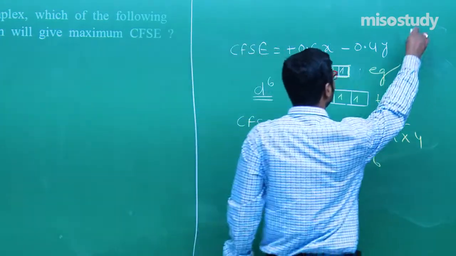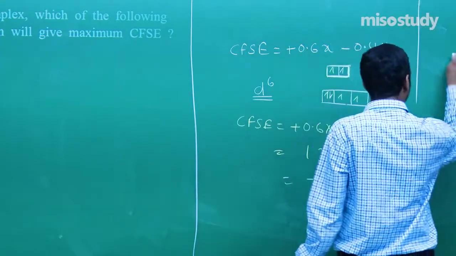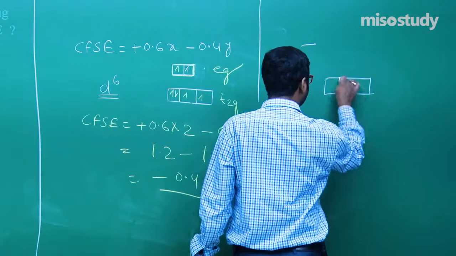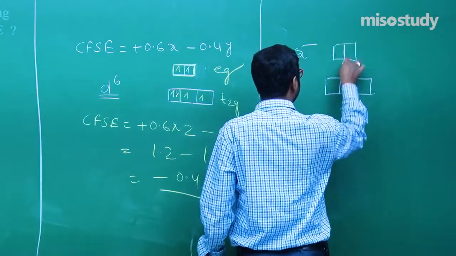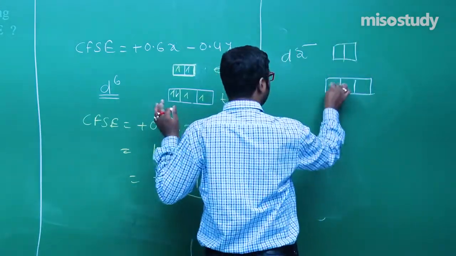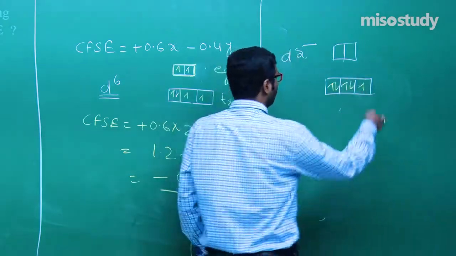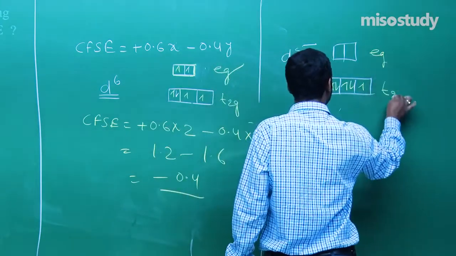For low spin D5, first pairing will be done. For D5, it can be written like this. Look at 1, 2, 3, that is 1 and 2. Now put here 1, 2, 3, that is 4 and that is 5. This one is eg and this one is t2g.